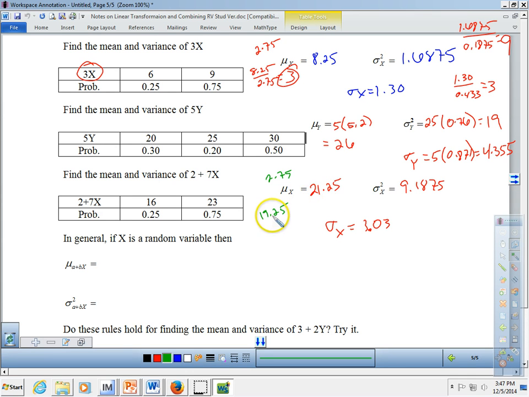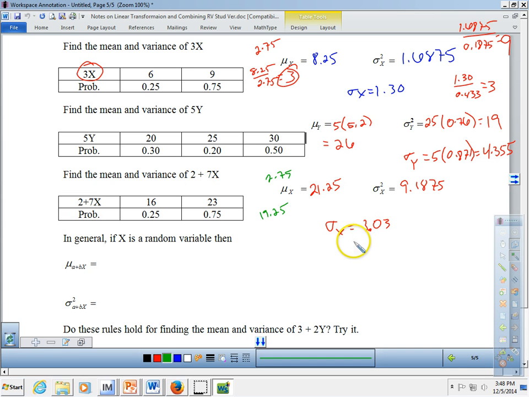What do I have to do to 19.25 to get to 21.25? I have to add 2 to it, which is what we're also doing to all of the values of our random variable. So apparently the mean is affected by multiplication and addition, which again should sound eerily familiar. That's exactly what happens to the mean if we multiply and/or add constants to our regular variable. It's no different. So we multiply and then we add.